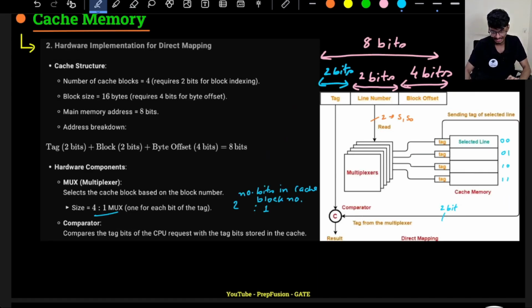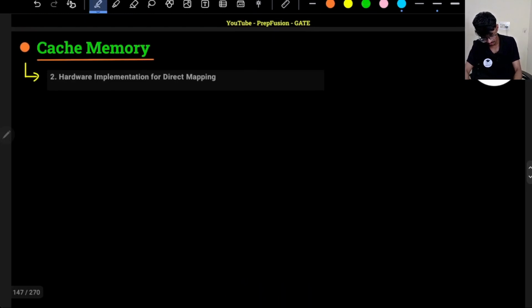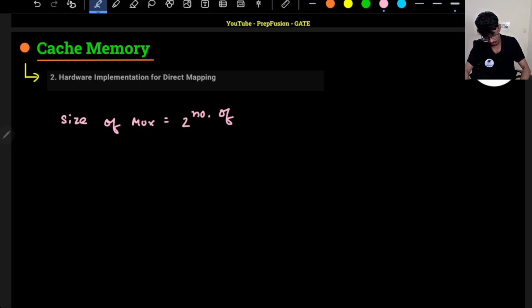So how many mux will I actually require? The size of the mux will be 2 raised to the power number of bits in the cache memory block number, to 1. This will be the size of the mux.